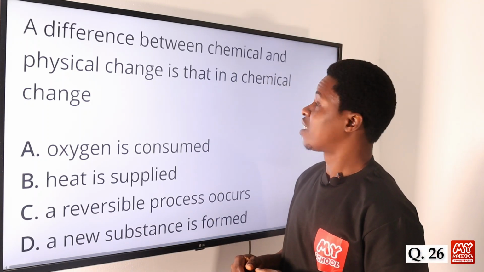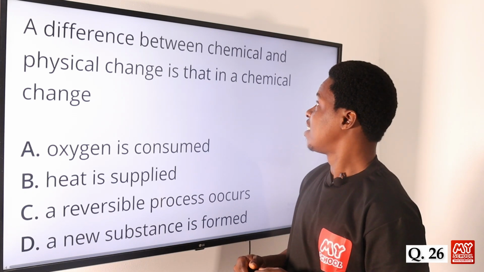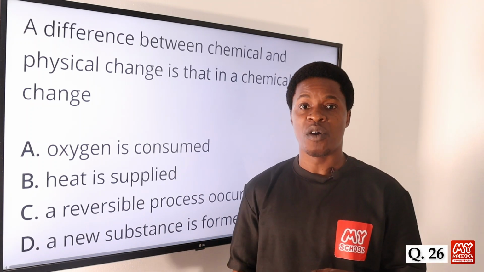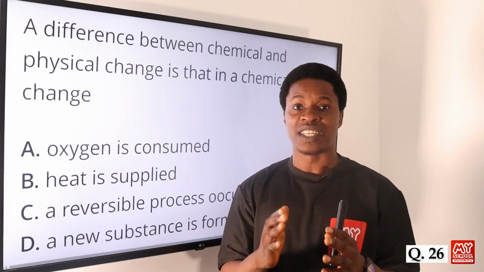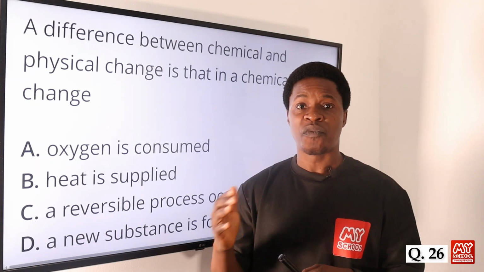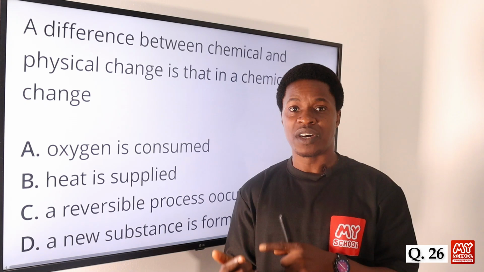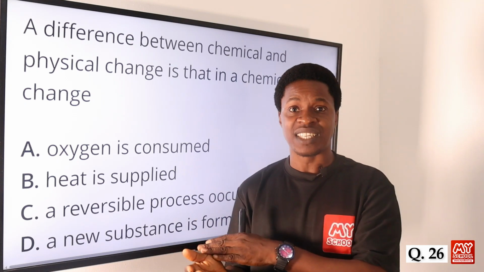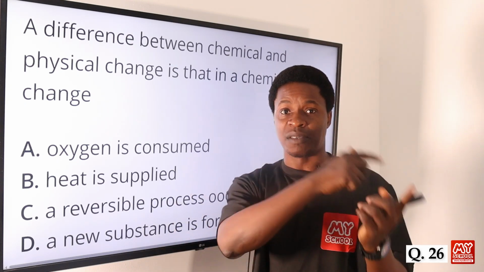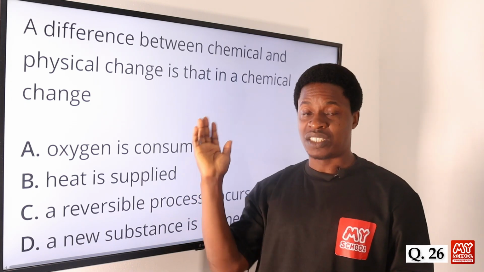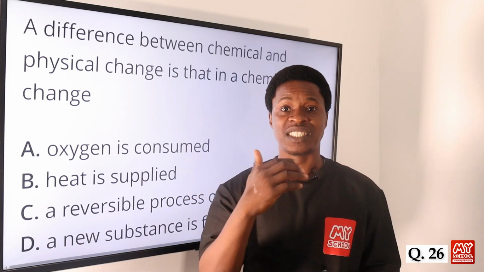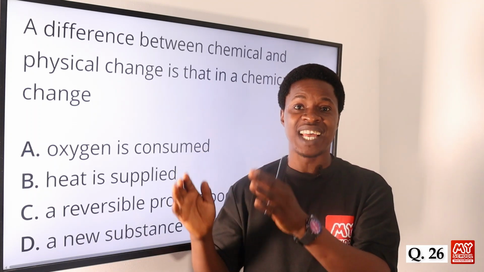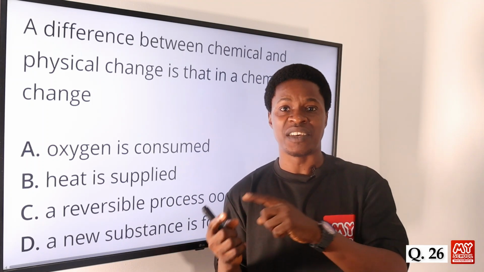A difference between chemical and physical change is that in a chemical change, first of all, we must know that a physical change is a type of change that occurs whenever two or more substances react together to form a substance that is easily reversible. In other words, when those substances are formed, there is no new substance formed because it is easily reversible. While in chemical change, a chemical change will occur whenever substances react together and then a new substance is formed. We have a new substance entirely formed that is not easily reversible.